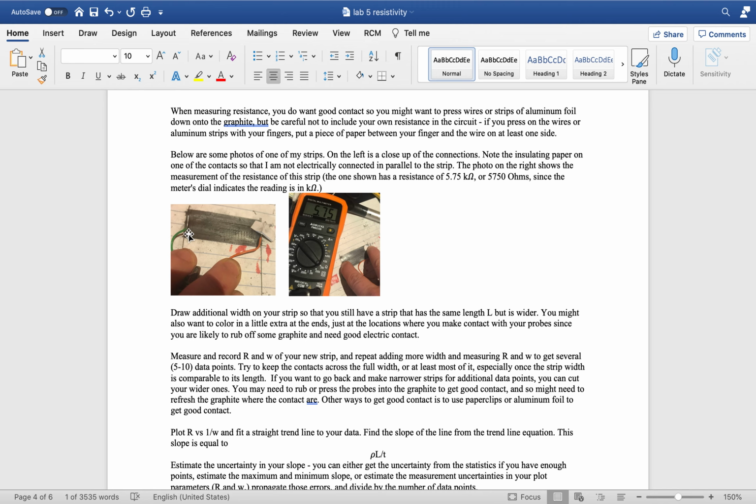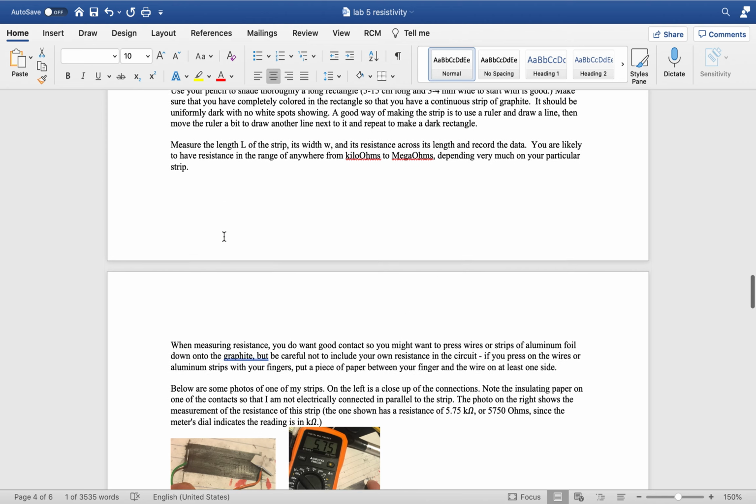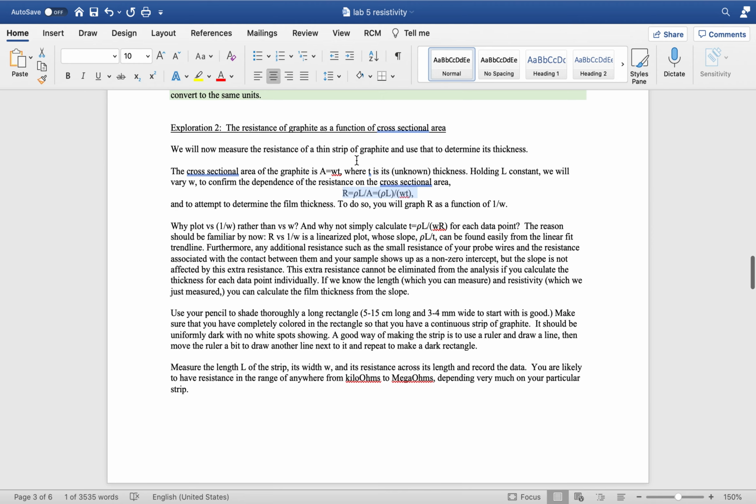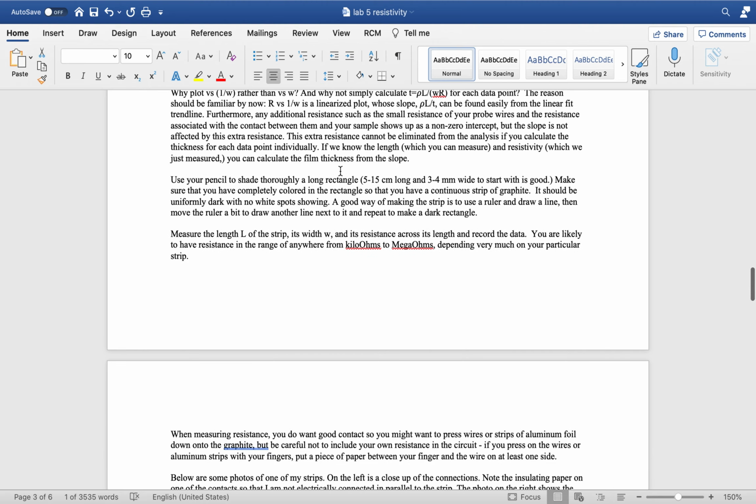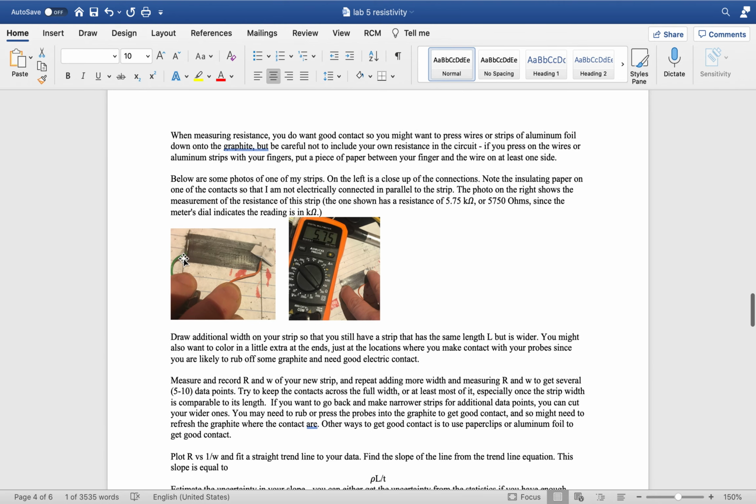How to do that? Just make a bunch of lines using a pencil on a white sheet of paper, and then they have the length and the width. They are supposed to measure these quantities in the equation, and T, the thickness, is unknown. What they could do is use a ruler and keep making line by line, so they can have that graphite sheet with some thickness. And then they can measure the R.